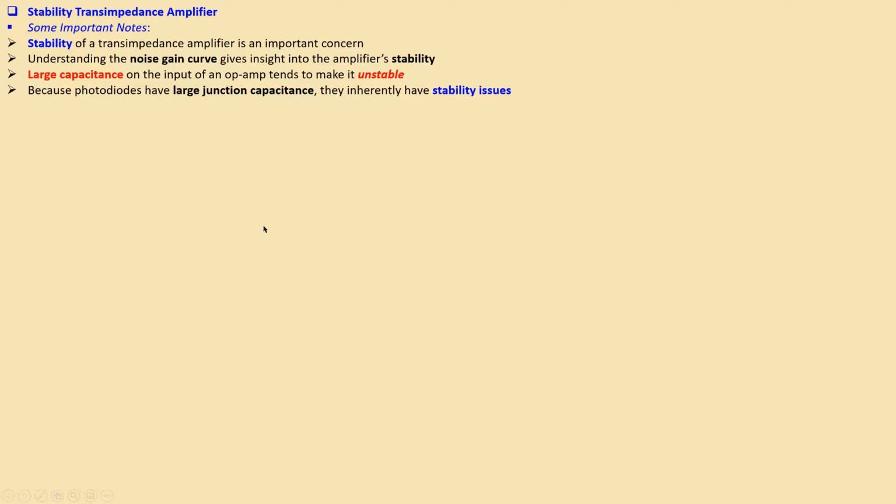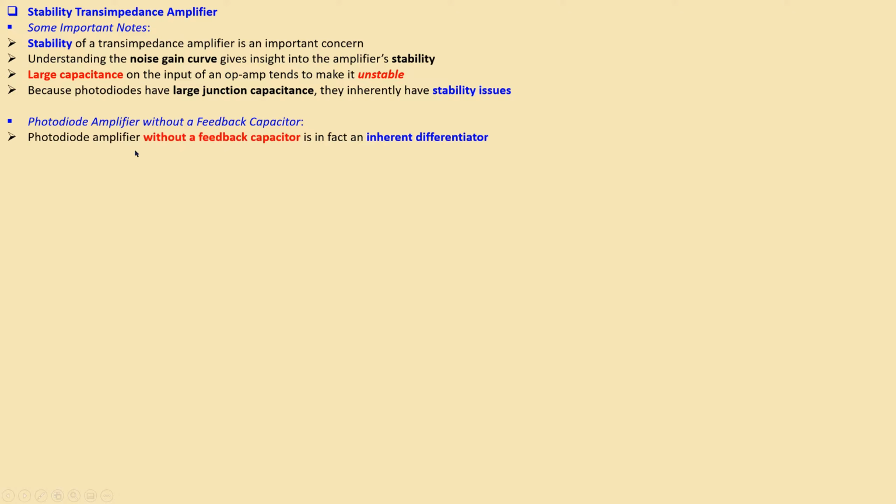Now, because photodiodes have large junction capacitances, we definitely have stability issues, so we need to consider that in great detail. A photodiode amplifier without a feedback capacitor is in fact already an inherent differentiator.